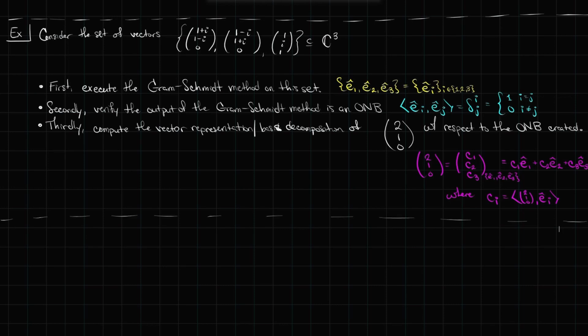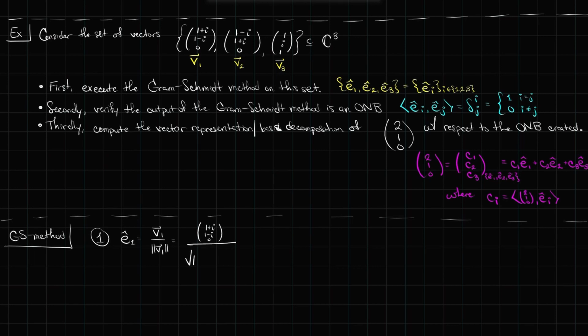Let's try the first step, which is the Gram-Schmidt method. So for that, I'm going to go ahead and give these names v1, v2, v3. And using my Gram-Schmidt method, our first step, we can recover e hat 1 by normalizing v1. In this case, v1 was the vector (1+i, 1-i, 0).